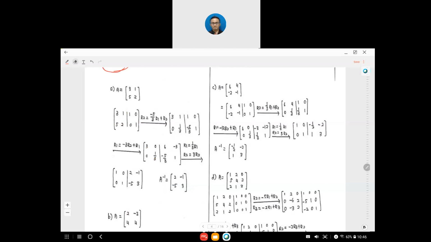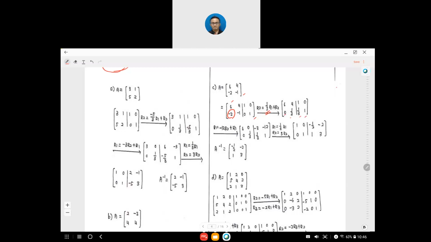Okay, next look at question C. Okay, your matrix is 6, 4, negative 2, negative 1. Also the same thing, right, in terms of augmented matrix. Okay, and then this one, you want to change negative 2 to 0. So times by 1 over 3, because here is 6. Okay, 1 over 3 times by 6 becomes 2. 2 plus negative 2, it becomes 0. 1 over 3, 1 over 3, and 1.